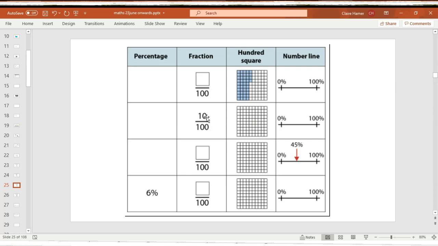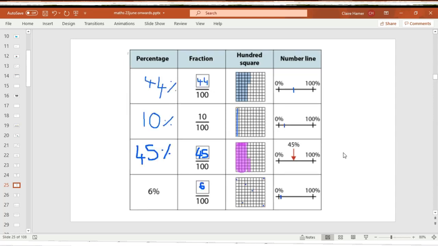Here you've got 10 hundredths. What percentage is that? 45%. What fraction is that? 6%. So again, pause the video, complete this task, please. I'm going to reveal the answer so you can mark your own work. So 44% is the same as 44 hundredths, and so on.